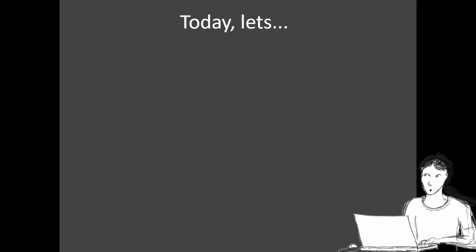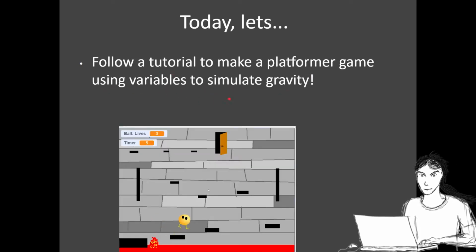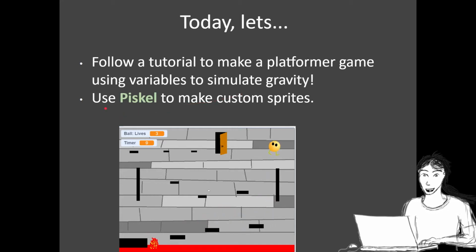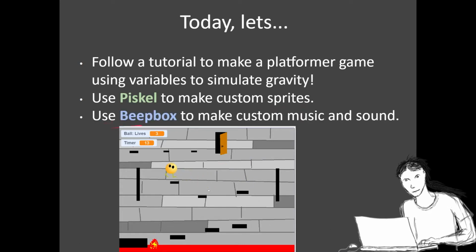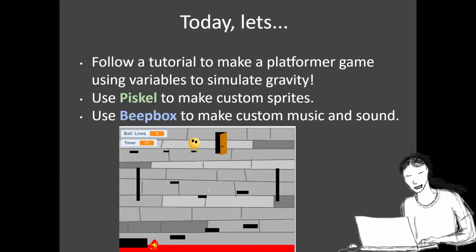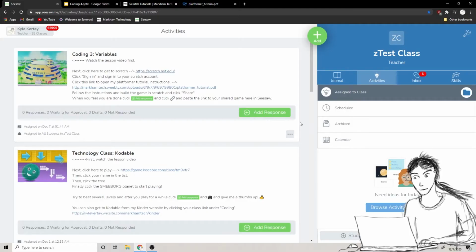Well, what should we do today? What are we going to do? Well, let's follow a tutorial I made to make a platformer game, and using variables you can simulate gravity. And then if you want to get really deep into it, you can use Piskel to make custom sprites, and you can even use Beepbox to make custom sound and music for your game. And let's get started. Here we go.